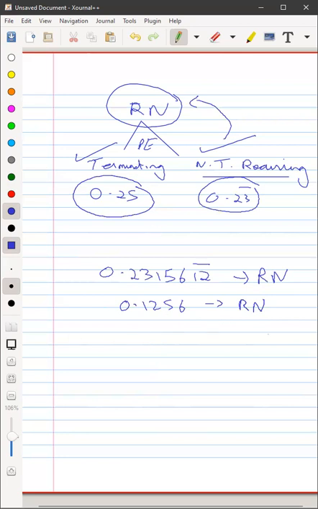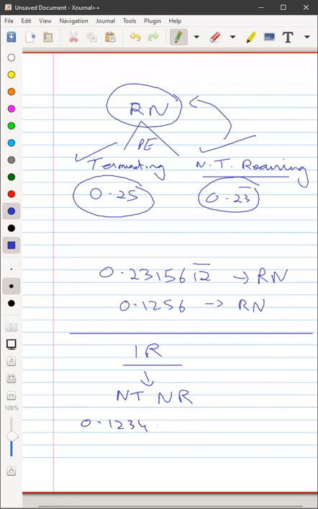Irrational numbers will always have non-terminating, non-recurring decimal expansions. For example, 0.12345812167 and so on. No number is recurring, and it's non-terminating also. So both non-recurring and non-terminating. So what kind of a number is this? Rational or irrational? Irrational.